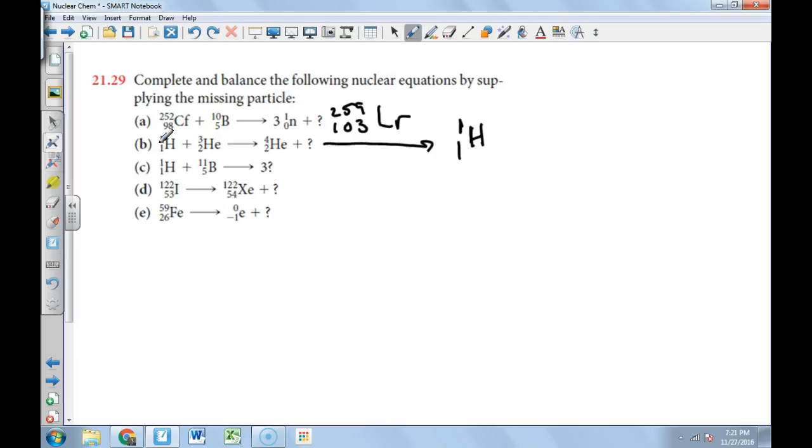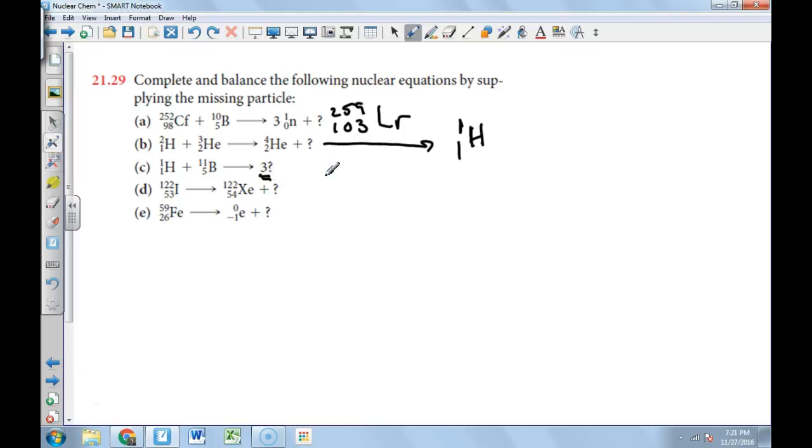This is actually the fusion process that happens in the sun, or part of it. This process is what happens in a particle collider. That's how they made lawrencium to begin with. Now this is even more interesting. Notice we're going to make 3 somethings.